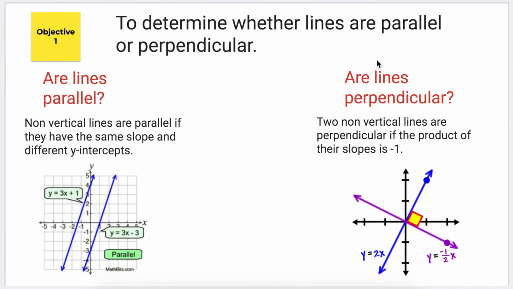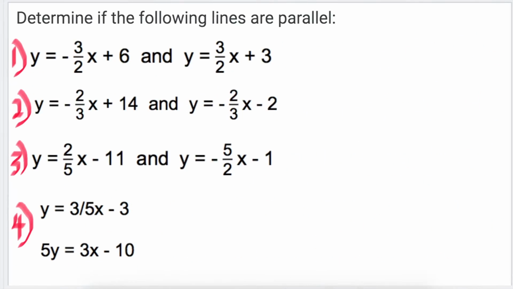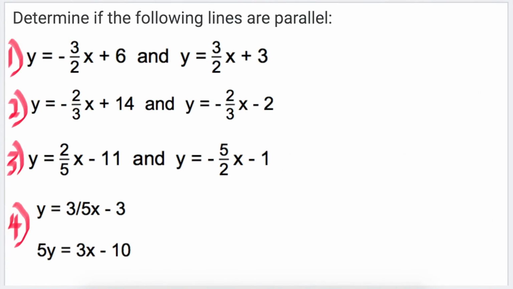How do we determine if lines are perpendicular? Well, two non-vertical lines are perpendicular if the product of their slopes is -1. There's a bit of calculation involved here, and we're going to do that later on. But graphically, if the two lines form a 90-degree angle, then the two lines are perpendicular and we can determine their linear equations.